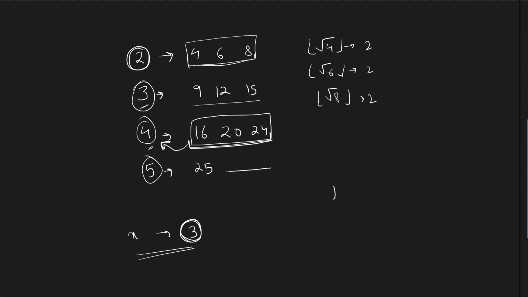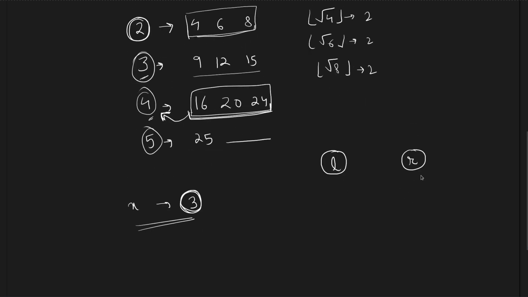So if we have been given a range L and R, we can find the square root of this number, and we can find the square root of that number. So for example, let us say our range is between 6 to 20, right? So it will be like this.